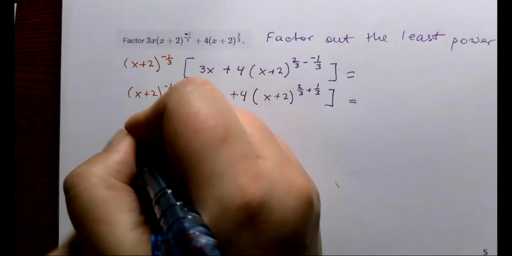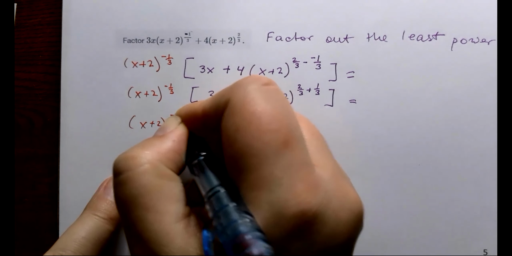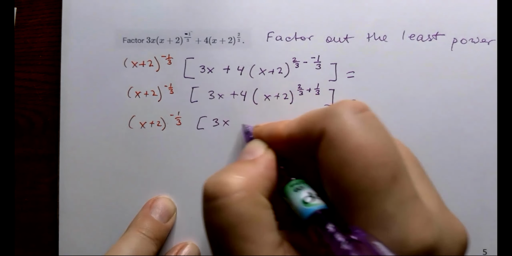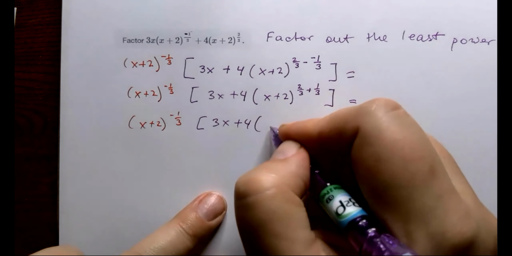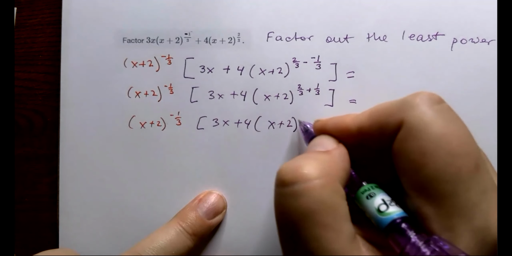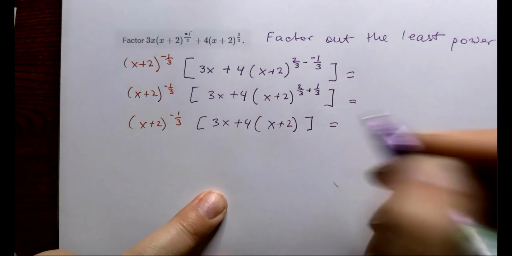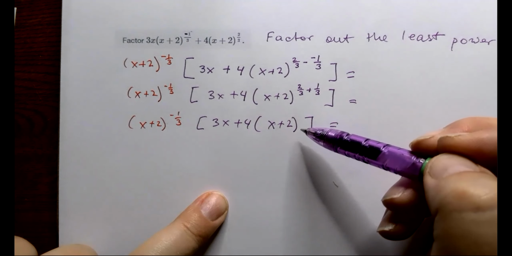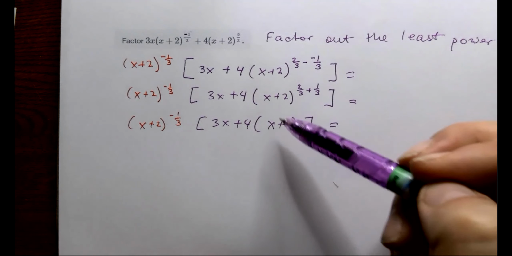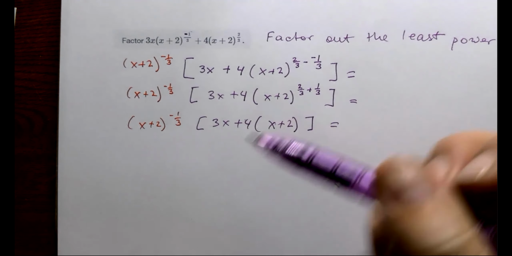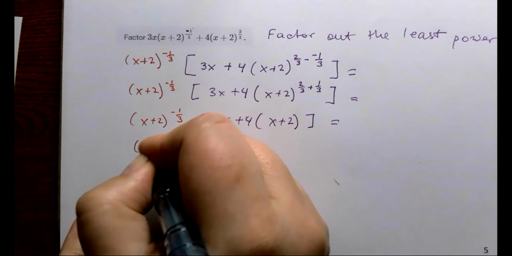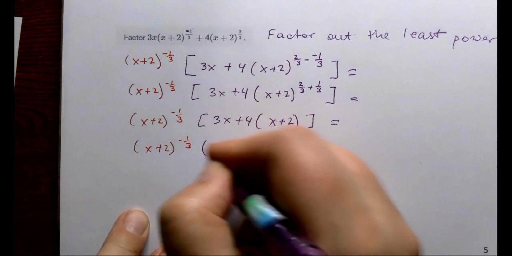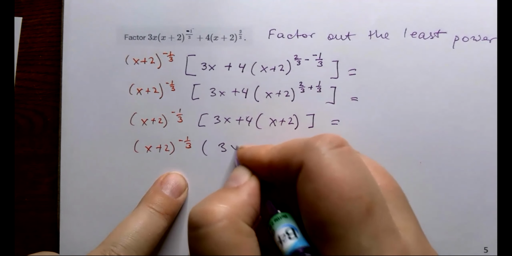So it becomes 1. So now we have 3x plus 4 times (x plus 2) to the power 1. I'm not going to write the power 1. It's by default. Now what we need to do is simplify this right here. I'm going to distribute the 4 and combine like terms, and this (x plus 2) to the negative 1/3 power is here. It doesn't go anywhere.